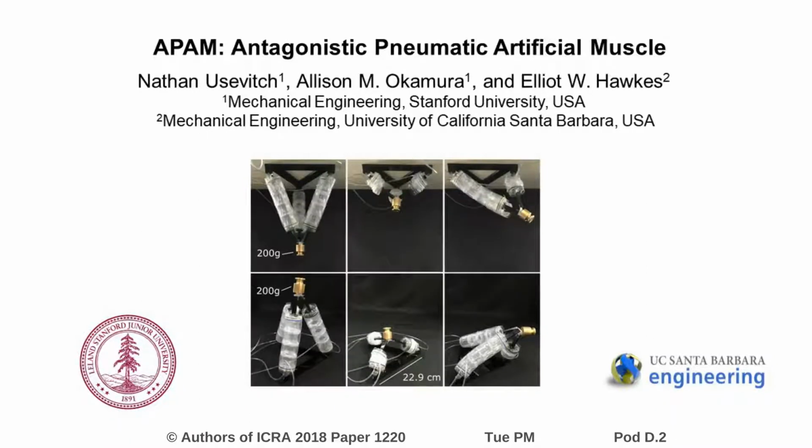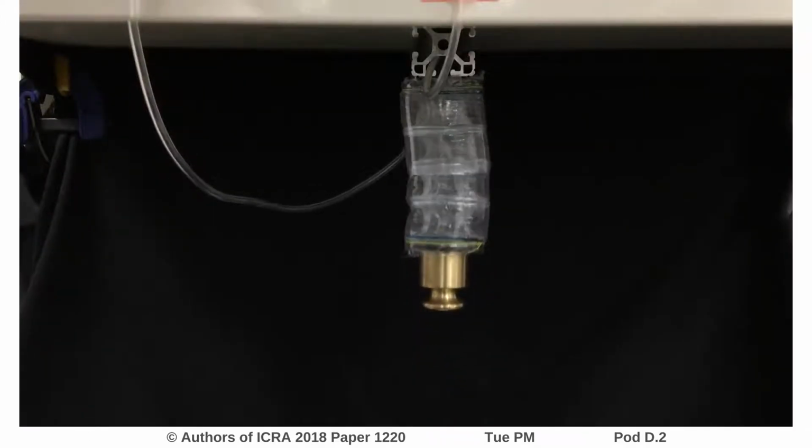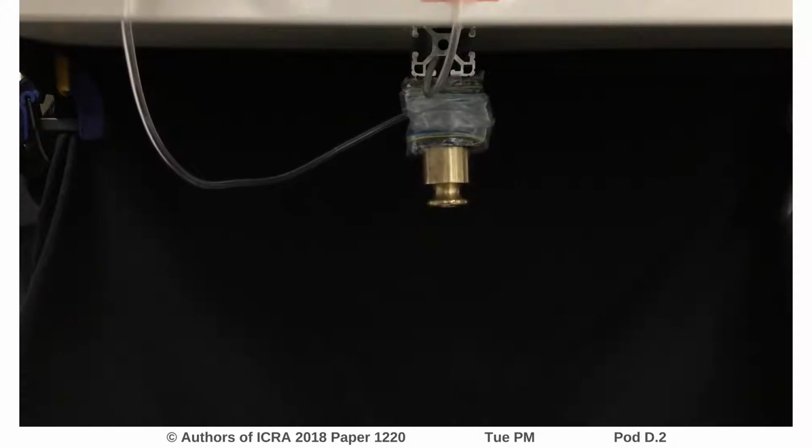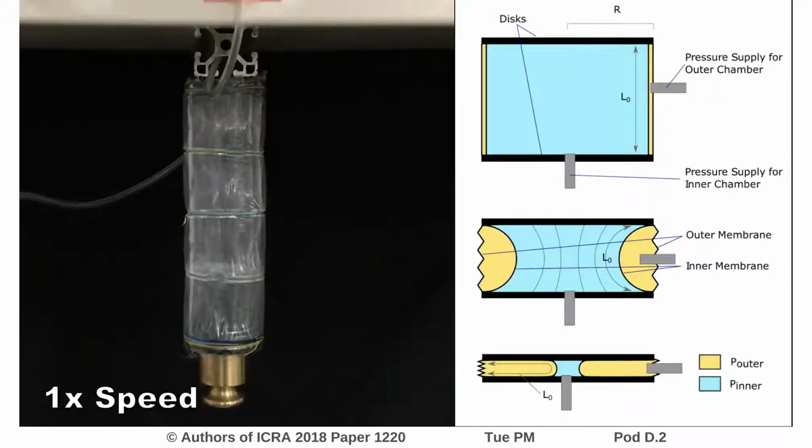We introduce the Antagonistic Pneumatic Artificial Muscle, or APAM. This actuator has a high extension ratio, can apply both pushing and pulling forces, and is capable of independent control of length and stiffness. The actuator is composed of two membranes nested inside each other and braced with rigid discs, forming an inner and outer chamber.